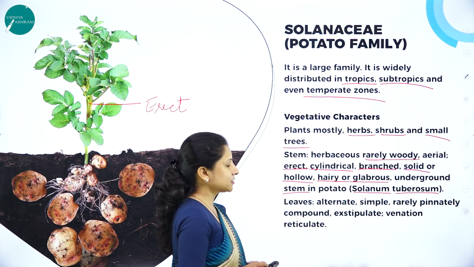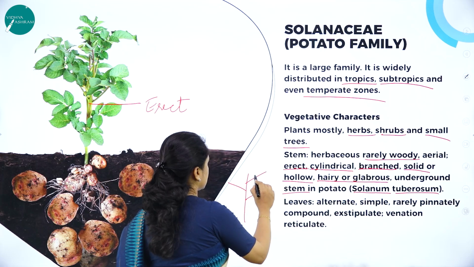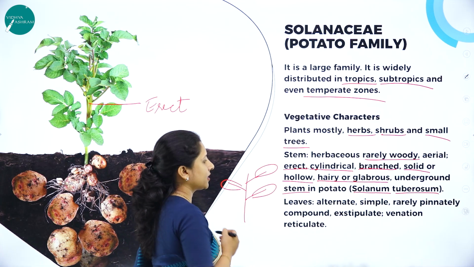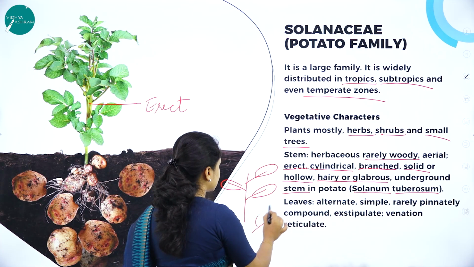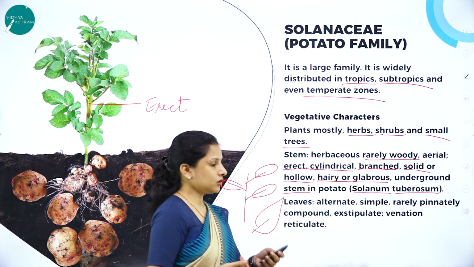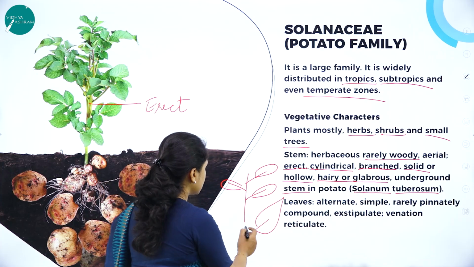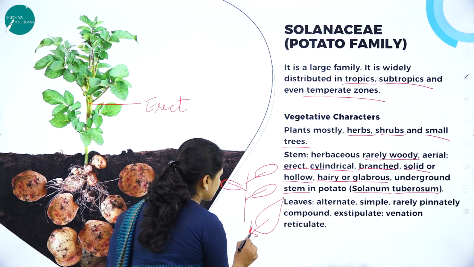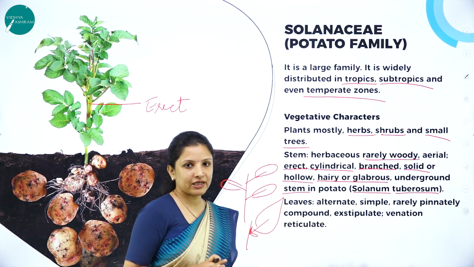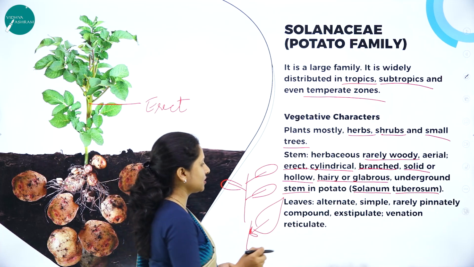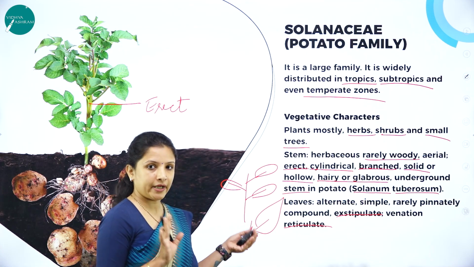And talking about the leaves, they are alternate in arrangement. What do you mean by alternate arrangement? They'll be arranged like this in an alternate manner. They are simple, that is very simple entire leaf. It is called simple. Rarely they are pinnately compound. Very rare. They are exstipulate, meaning they don't have stipules. What are stipules? Stipules are small leaf-like structures that are developed at the leaf base or base of the petiole. Those are stipules. So exstipulate means they do not have stipules. And they have reticulate venation, of course, because it is a dicot.